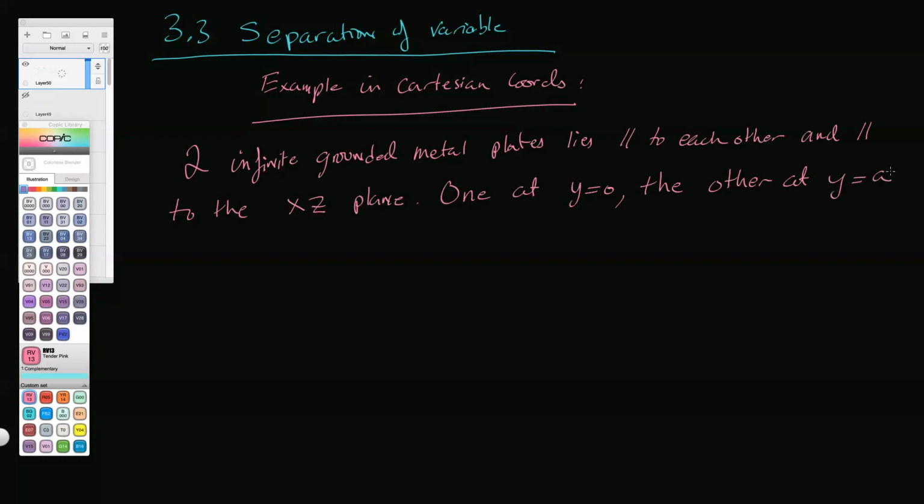All right. Now at x equals 0, we have an infinite strip, so we'll get a better visual on this in a second, which is insulated from the plates.